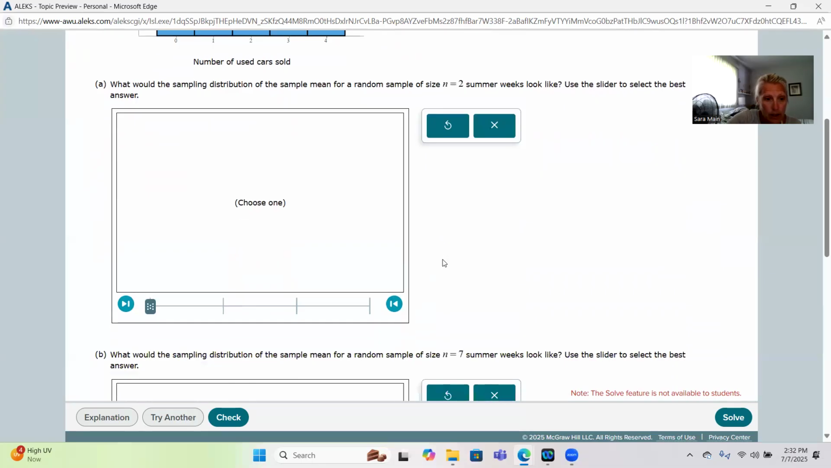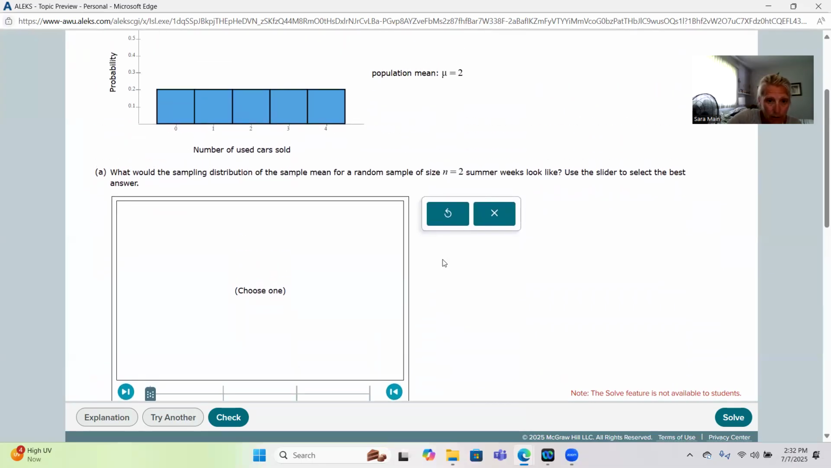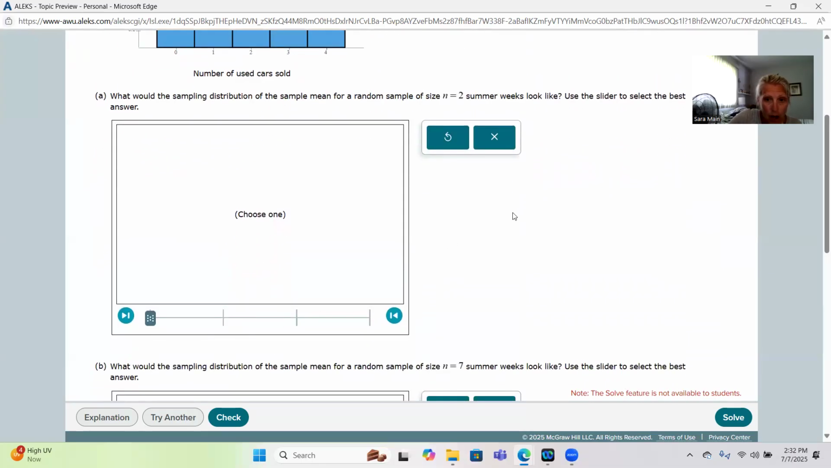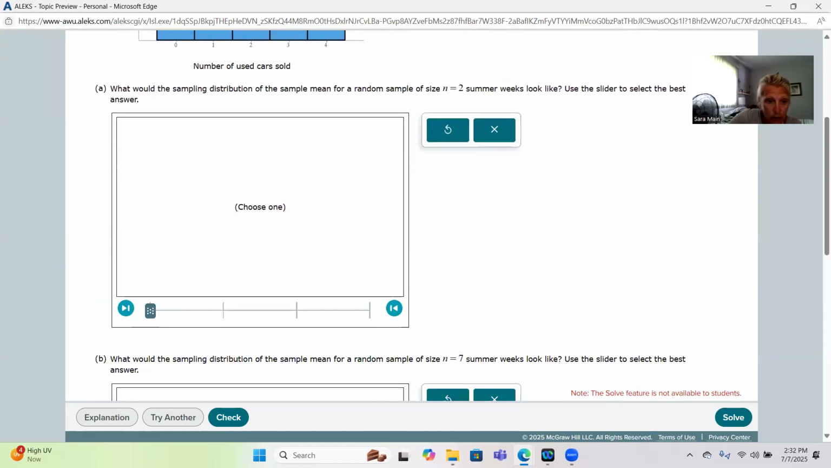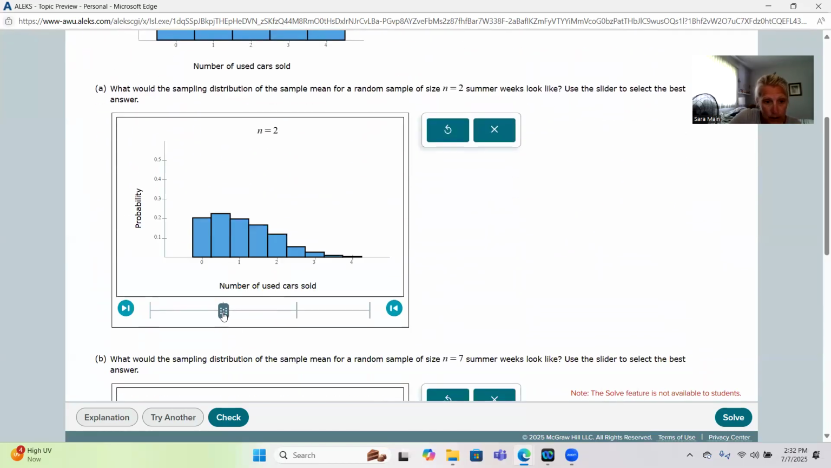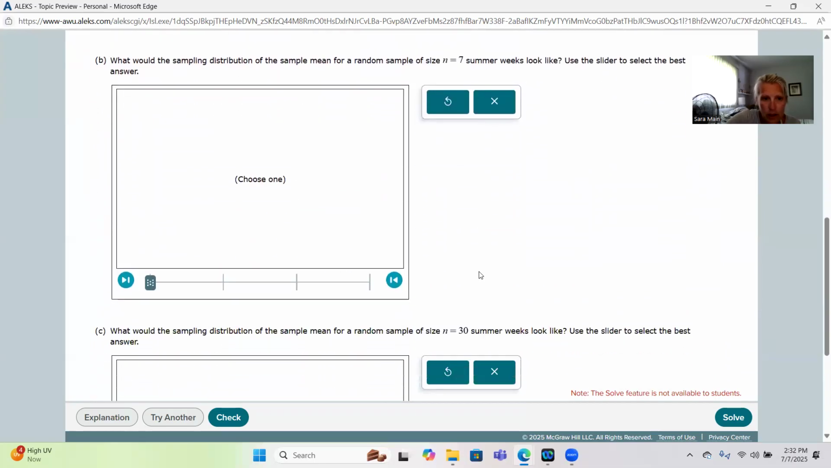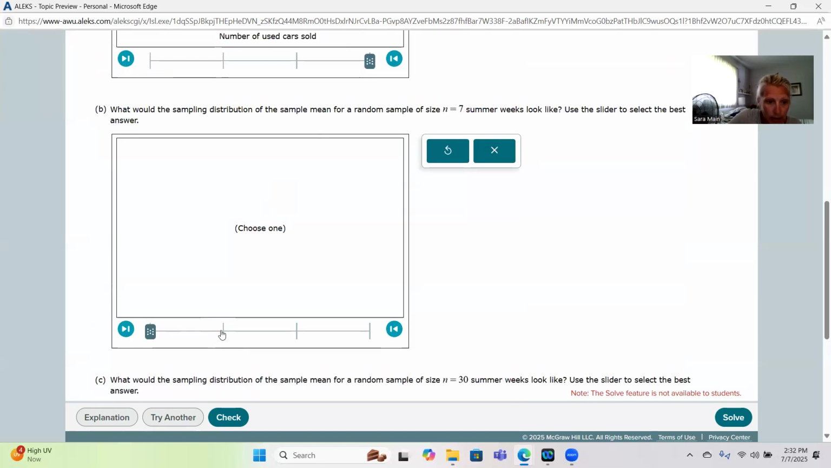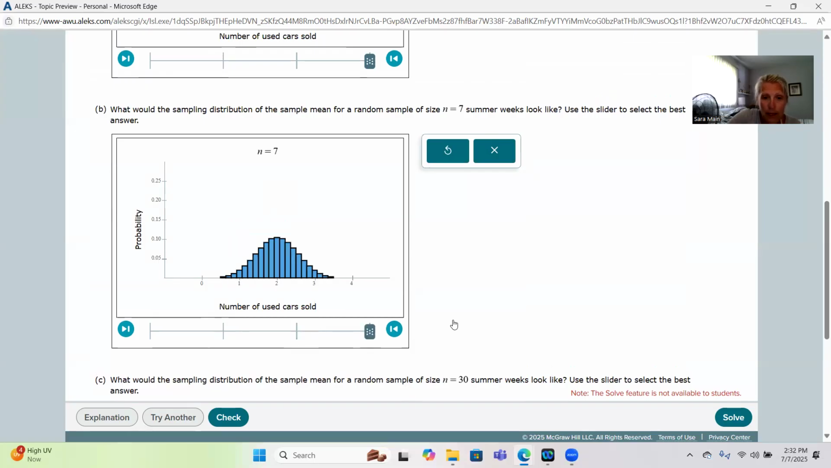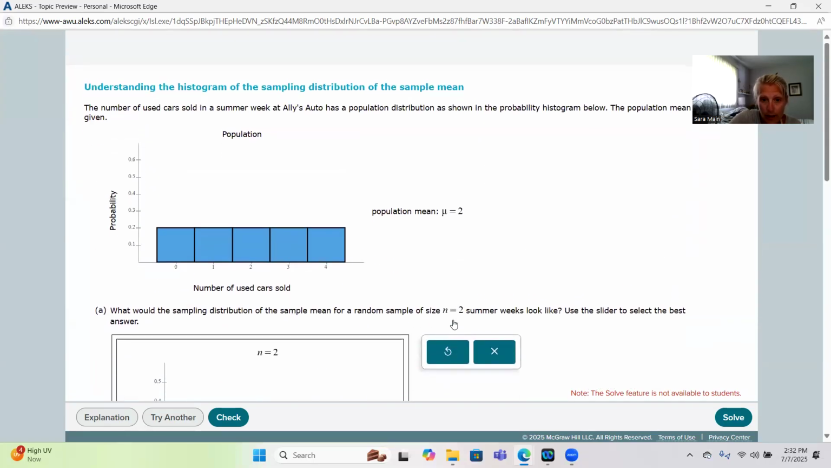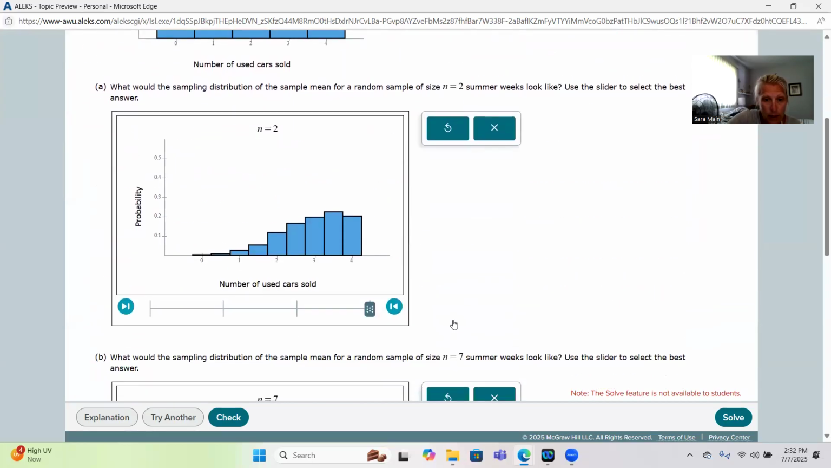It says, what would the sampling distribution look like if we take samples of size 2? So it's still going to be somewhat uniform, but our mean should still be at 2. So let's look at the options. We have this one that's right skewed, this one that's in the middle, and this one that's left skewed. Then we're going to increase our sample size to 7, and here are our options. But remember, our mean has to be at 2. That's our original mean. So that's how we're going to make our choices.